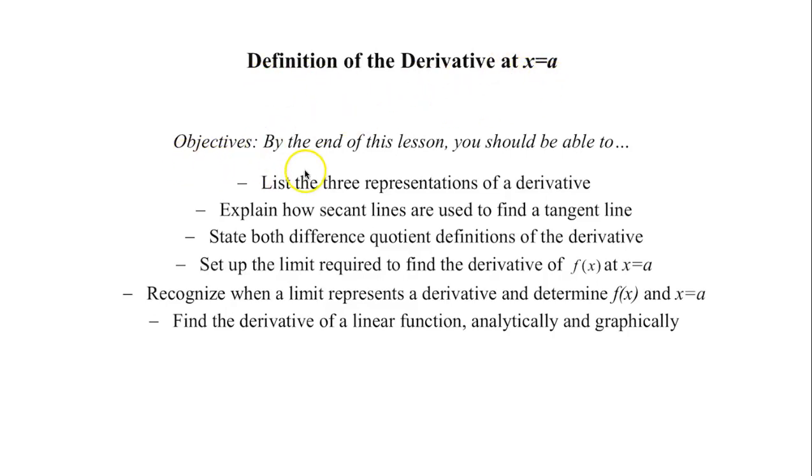Objectives. By the end of this lesson, you should be able to list the three representations of a derivative, explain how secant lines are used to find a tangent line, state both difference quotient definitions of the derivative, set up the limit required to find the derivative of f of x at x equals a, recognize when a limit represents a derivative and determine f of x at x equals a, and finally find the derivative of a linear function analytically and graphically. So this is all about derivatives.